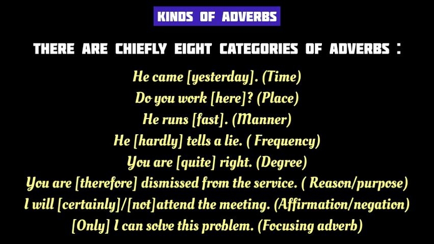In the sentence, he runs fast. Fast is an adverb of manner because it shows the manner of his running. He hardly tells a lie. In this sentence, hardly is an adverb of frequency because it points out how often he tells a lie.